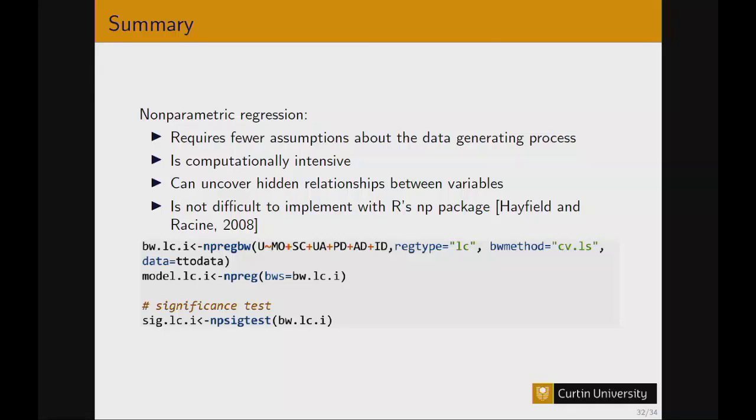So those variables are categorical variables. These ones are ordered categorical variables. This is just categorical. I said local constant. I said use cross-validation least squares. There's also a cross-validation maximum likelihood. I did least squares. And I specified some data. And then this is very simple. These 2 steps can be put together. From an applied perspective, I think that this is the better option because this is going to take a long time. This takes hardly any time.